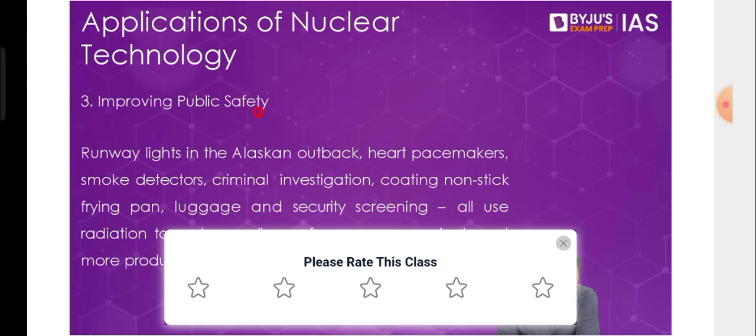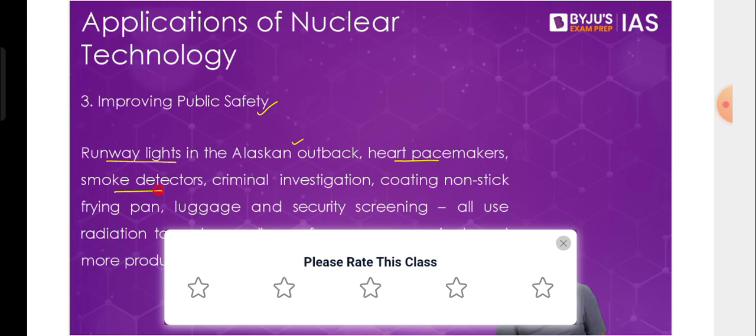Then, in improving public safety, there are multiple different ways in which nuclear material can be used. For example, in making runway lights, we make use of nuclear material. In pacemakers, in smoke detectors, in all these cases, we make use of radioactive elements. Many of these radioactive elements are useful in a variety of ways, and hence we have been using them in a lot of different ways. There is not just one, but multiple ones used in multiple ways.